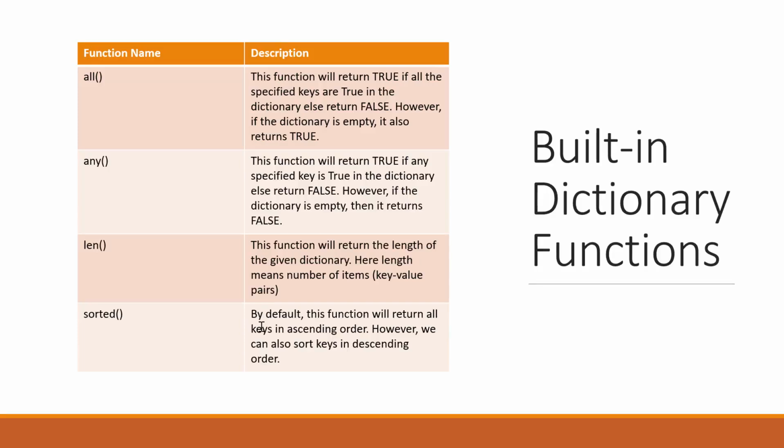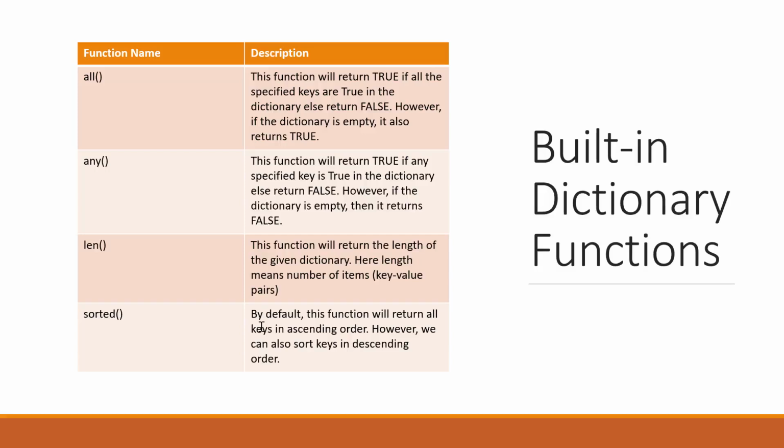Then we have the len function. This len function will return the length of the given dictionary. Here length basically means the number of items. It will consider the key value pair as one item and it will return the count of that list of key value pairs. And in the last we have the sorted function. This function is basically used to arrange the keys of the dictionary either in ascending or descending order.